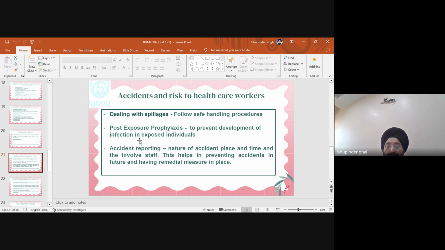So everything, like who was involved in the accident, where it happened, on which date it happened, at what time it happened, what was the reason for this accident, everything should be mentioned in the report and should be communicated to higher authority.